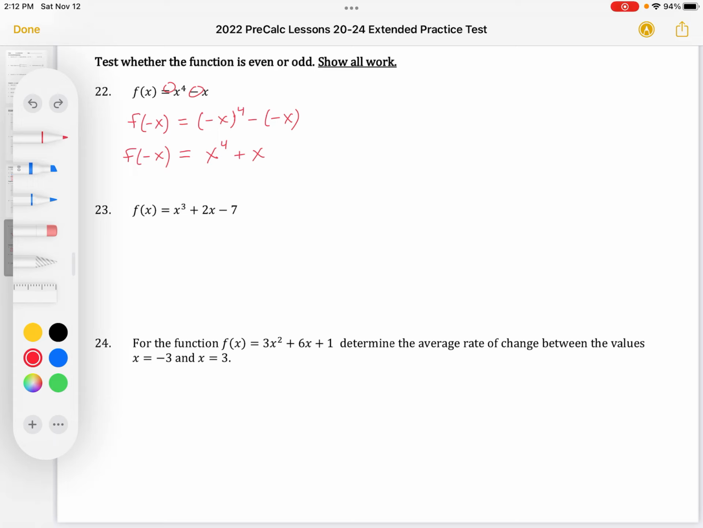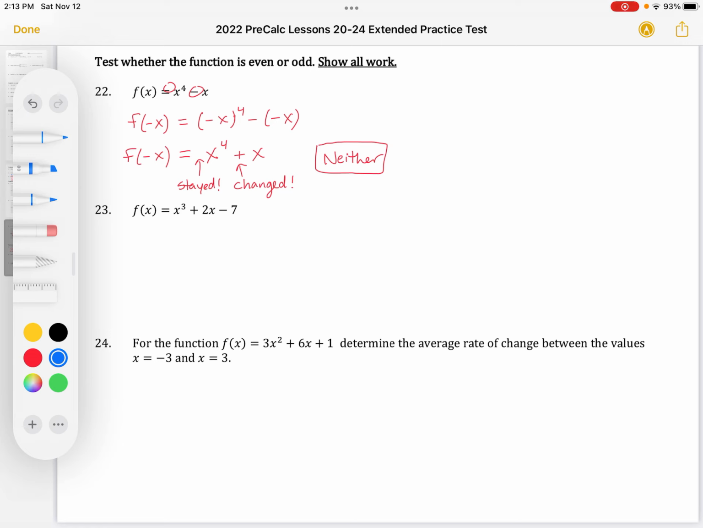All right. If it was odd, both of these would change to the opposite. So this would become a negative x to the 4th and a positive x. That didn't happen, so it's not odd. So this is neither, because this stayed the same, but this changed. So you have to either have every term stay the same for it to be even, or every term change to its opposite for it to be odd. So since one of them changed and the other didn't, this is neither.